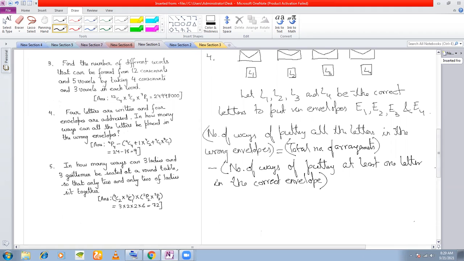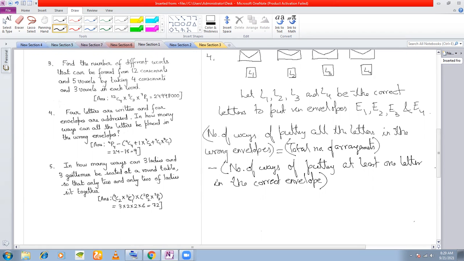If I can find at least one way of putting a letter in the correct envelope, and I subtract that from the total number of arrangements, that will give me the total number of ways of putting all the letters in the wrong envelopes, right? If you remember, I gave you an example back when I was teaching probability, something very similar to complementary events.